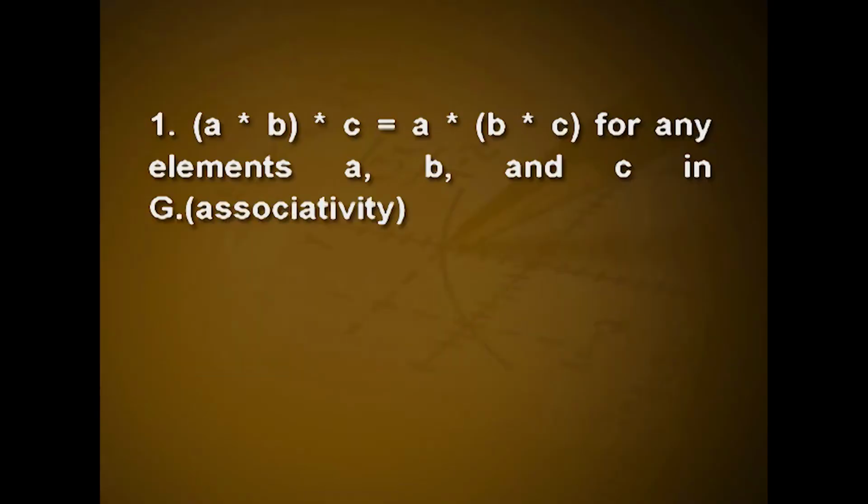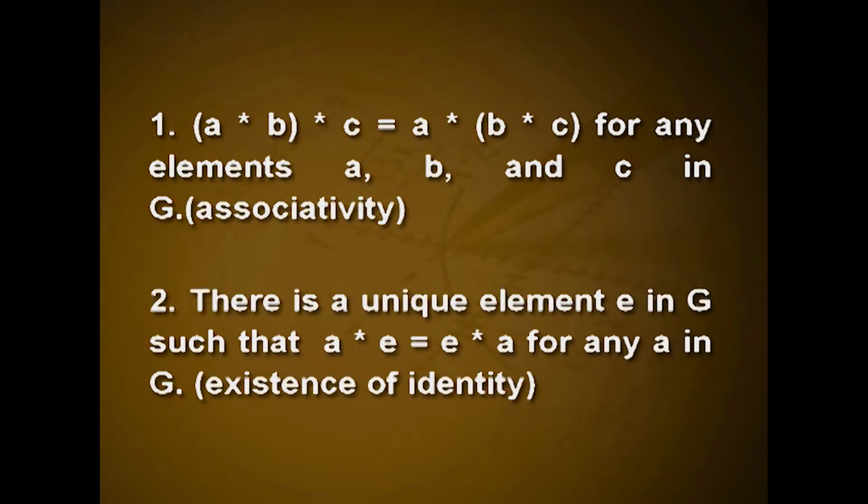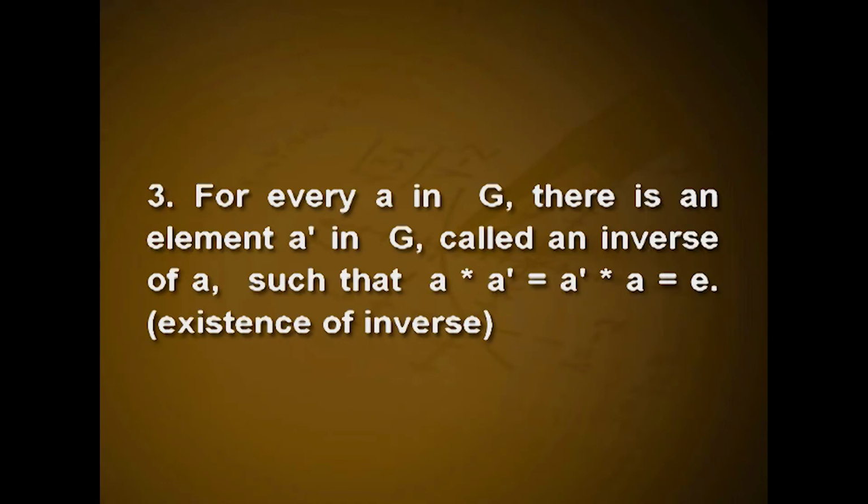Thus, a group is a set G together with the binary operation ⋆ on G such that (a ⋆ b) ⋆ c = a ⋆ (b ⋆ c) for any elements a, b, c in G, which is the associative property. There is a unique element e in G such that a ⋆ e = e ⋆ a = a for any a in G, which is the existence of identity. For every a in G, there is an element a' in G called an inverse of a such that a ⋆ a' = a' ⋆ a = e, which is the existence of inverse.